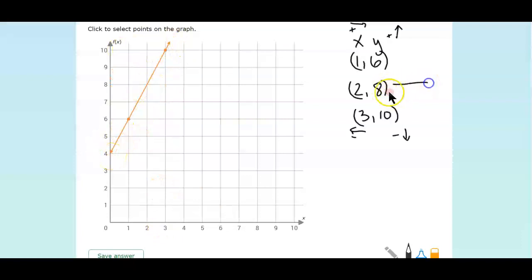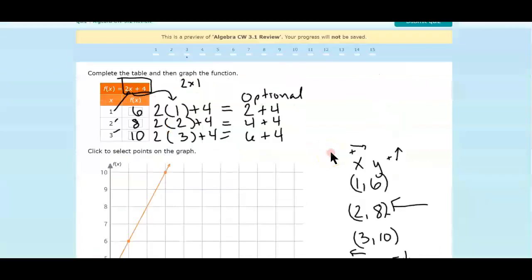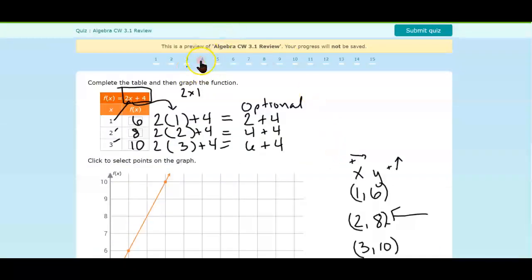You'll see that this point right here, this coordinate of 2, 8, falls on that line. So you can plot any two of them and it will come out correct. So make sure you've graphed that line and then we can move on to number 4.